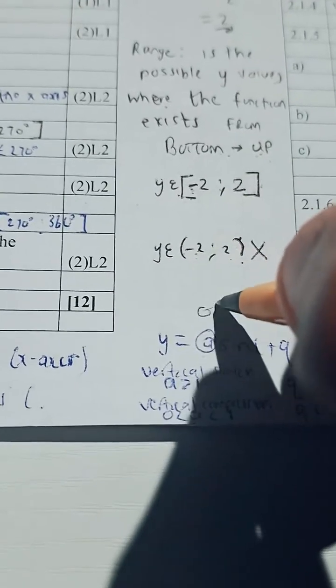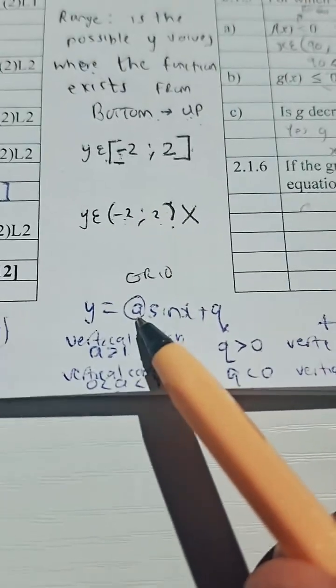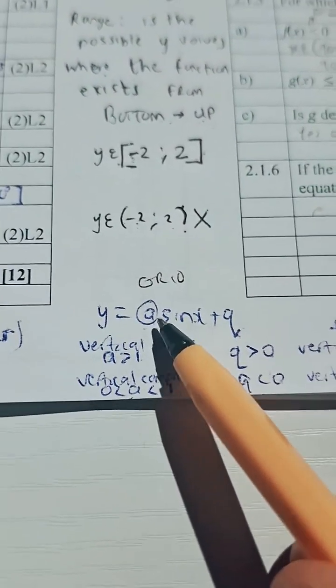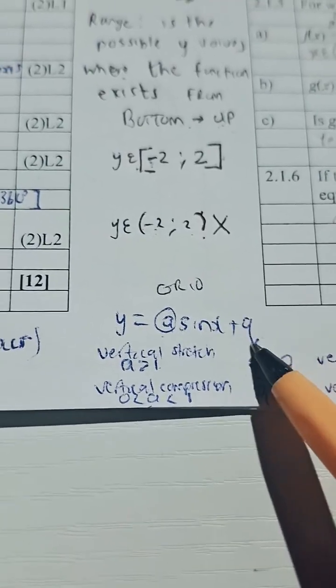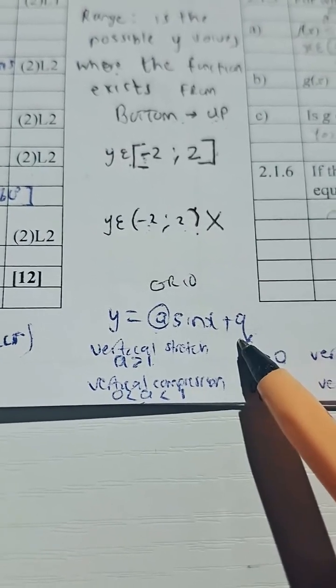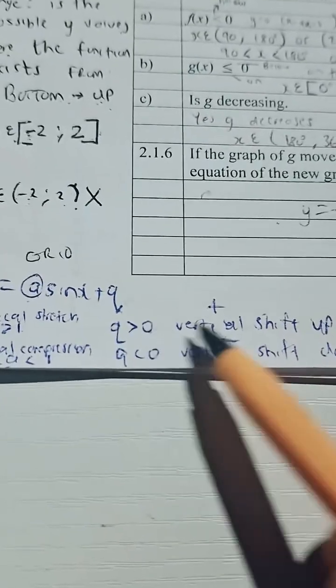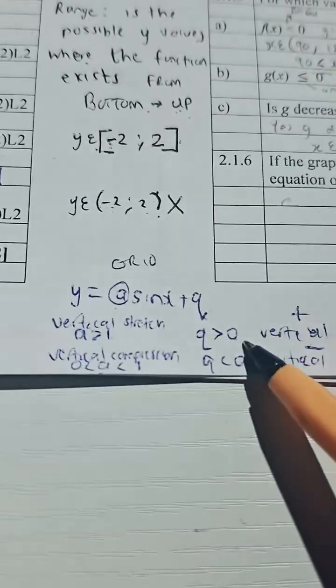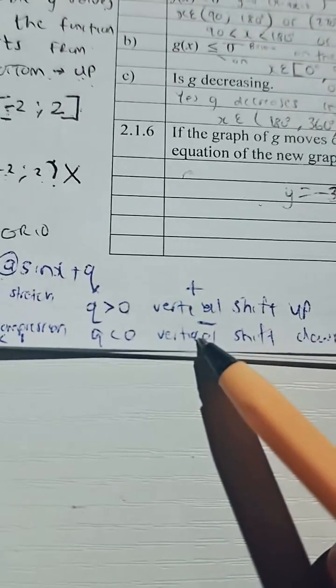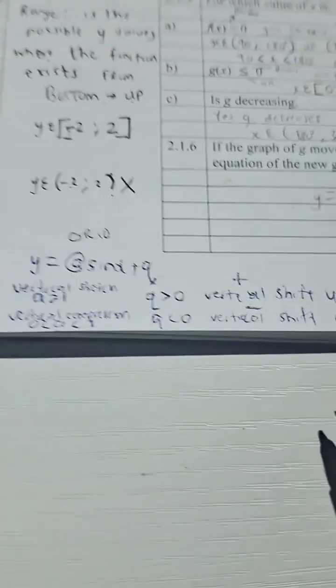as per the grade 10 syllabus. Because in grade 10, we only check at A, the coefficient of sine X, and then Q, the constant, which basically tells us 2 things. If Q is greater than 0 or positive, we are talking about a vertical shift up. If Q is less than 0, then we're talking about a vertical shift down.